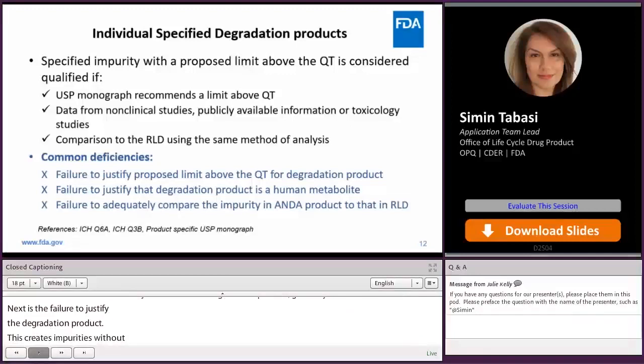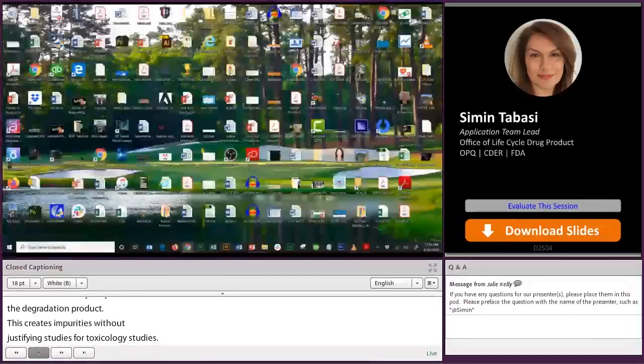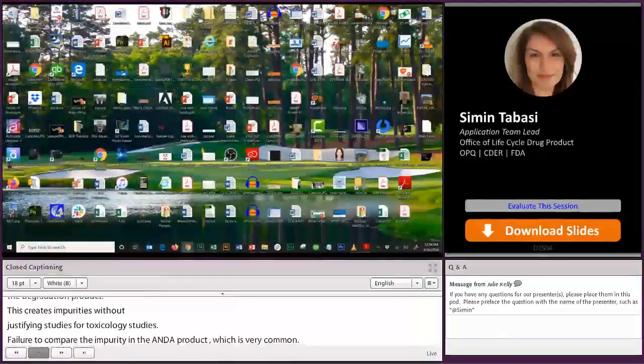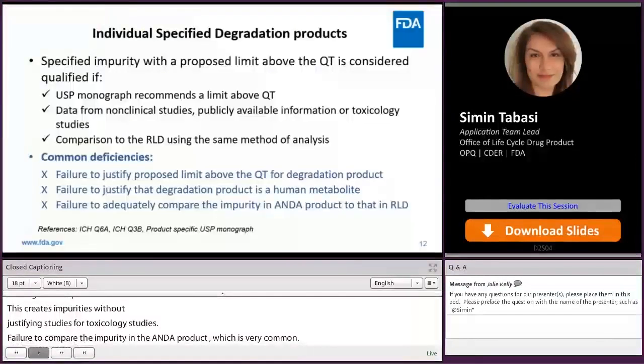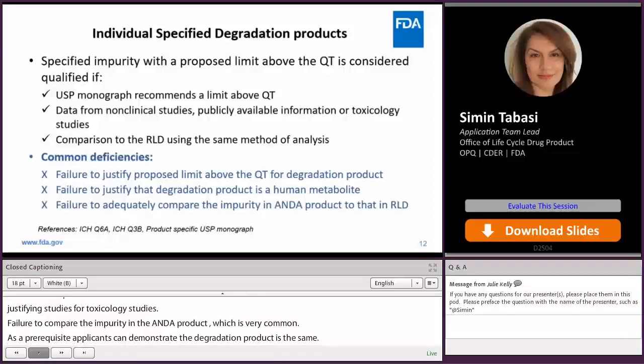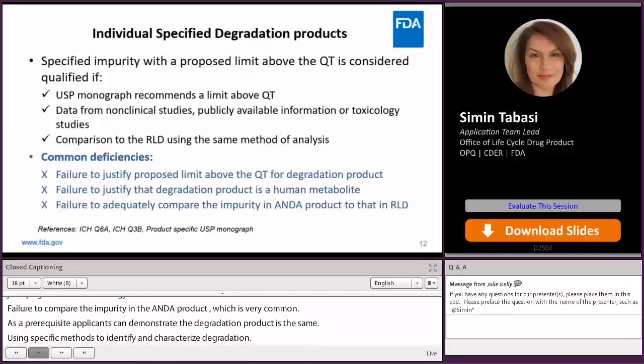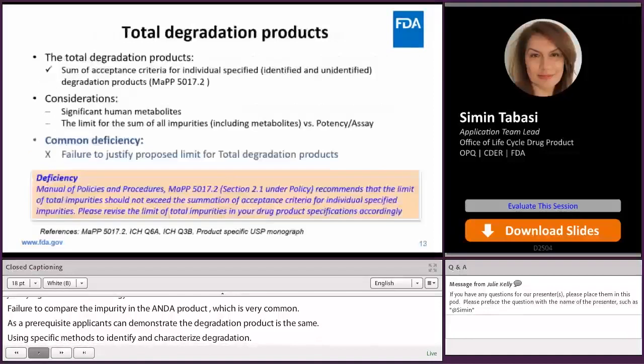Failure to adequately compare the impurity in ANDA product to that of RLD is another one which is very common. As a prerequisite, applicants are expected first to demonstrate that the degradation product of interest in ANDA and RLD are in fact the same, using specific methods to identify and characterize the degradation product. Simply comparing retention times of impurities in ANDA and RLD products instead of identification and characterization is not acceptable.